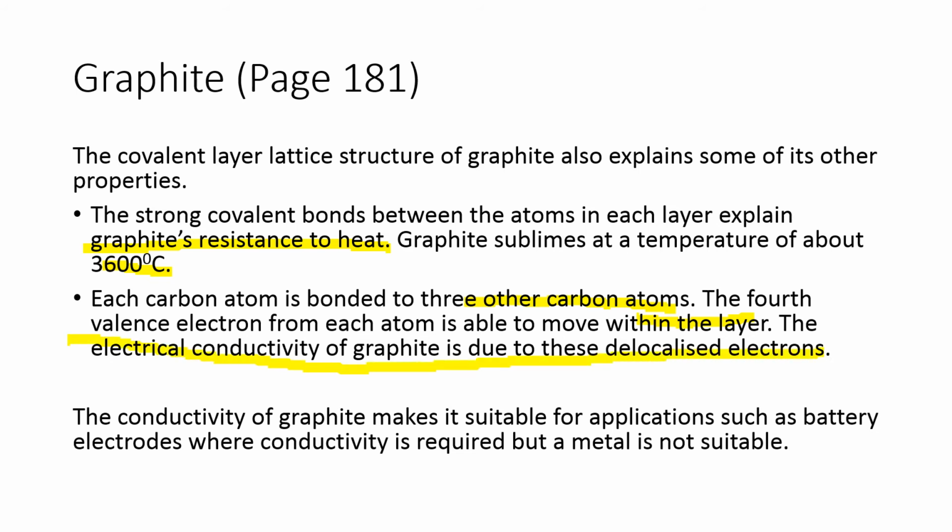So the conductivity of graphite makes it suitable for application of battery electrodes where conductivity is required but metal is not suitable. So you can use graphite to create these materials, in this case the battery electrodes, but you cannot use diamond because diamond, even though once again it is an allotrope of carbon, and carbon is present in both diamond and graphite, they solely consist of carbon only, but when we are talking about graphite, it contains those delocalized electrons. Moving on to the next slide.